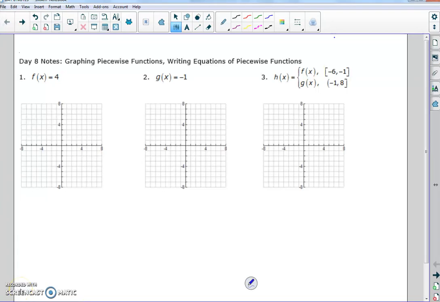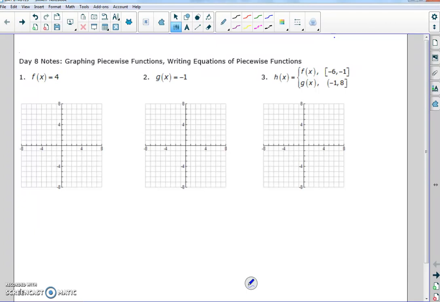Okay, in this video, I'm going to demonstrate piecewise functions. So I want you to take notes while you watch the video on the worksheet that I left for you. When we're doing a piecewise function, what that means is you're graphing parts of functions over specific domains. So this first function, this is not a piecewise function.